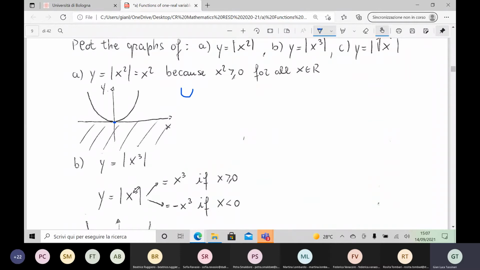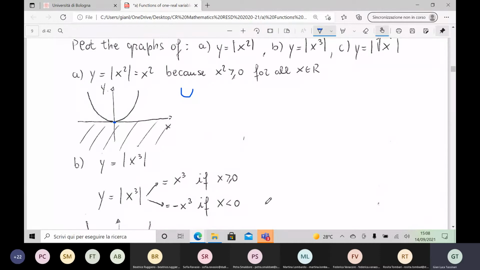Therefore, the absolute value tells you, okay, I copy you as you are, x to the power 3. However, x to the power 3 is negative if the basis is strictly negative, that is, if x is smaller than 0. So when x is smaller than 0, x to the power 3 is negative. But the absolute value doesn't like the fact that x to the power 3 is negative, so it goes away by multiplying x to the power 3 by minus. So minus x to the power 3 if x is smaller than 0.